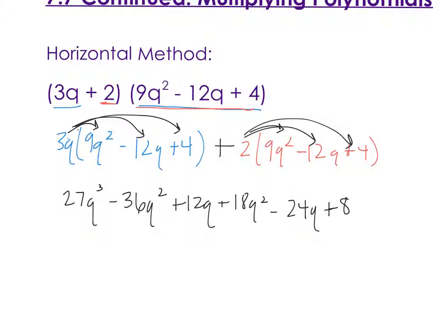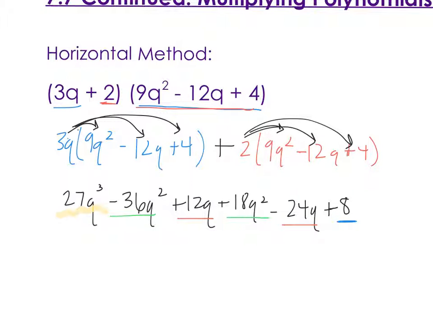And now I've got all of my products lined up, and I'm going to look at what like terms I have. So if I look here at the q cubed, I only have 1 q cubed, right? It's just 27q cubed. Nothing else goes with it. But now I'm going to go ahead and look at the q squareds, and so I have negative 36q squared and 18q squared. And then lastly, I have 12q and negative 24q. And then I also have just a plain number 8.